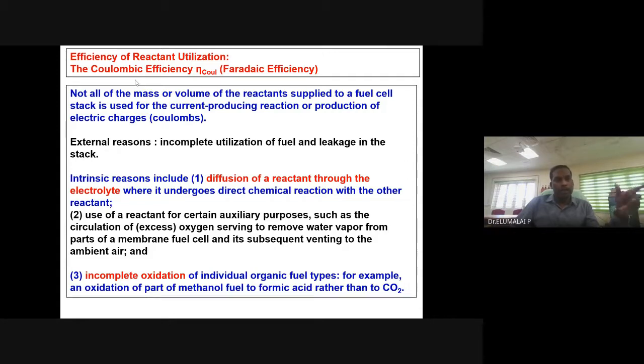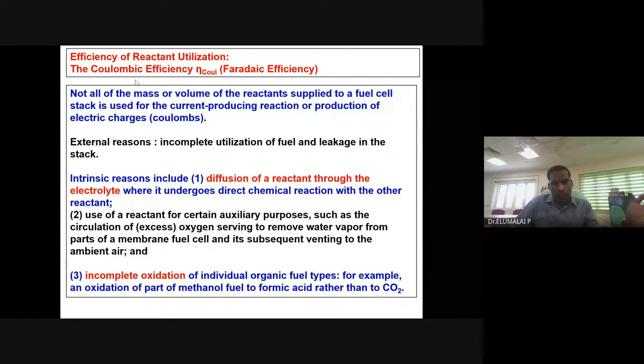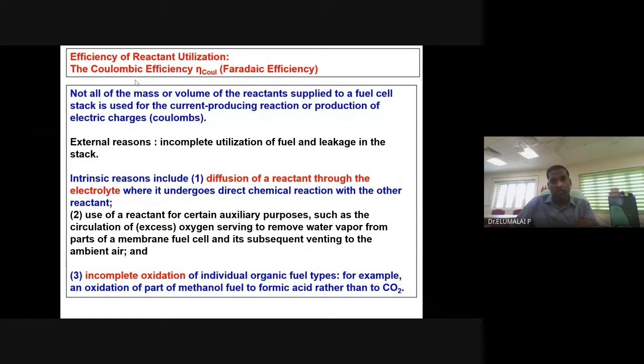As you see, the intrinsic reasons are, it's not that all the fuel that is fed on the anode will be utilized. No. Some fuel may cross through the membrane and reach the cathode compartment. Fuel crossover, mixed potential. You remember? Mixed potential. I have some more content on the fuel cell losses coming up later.